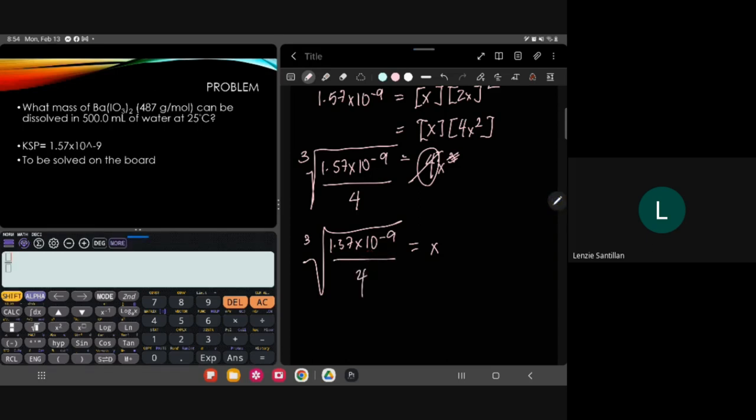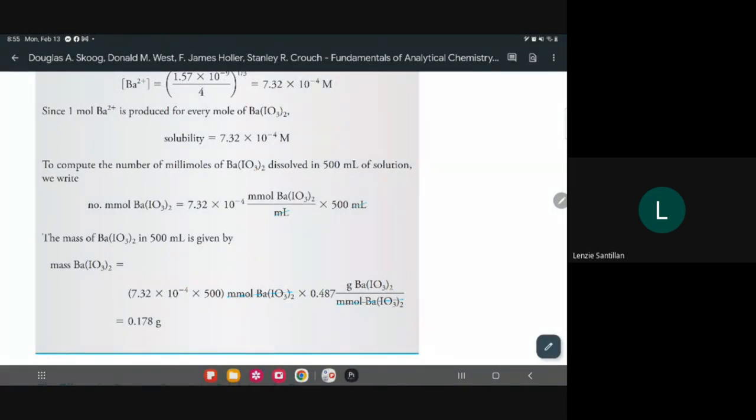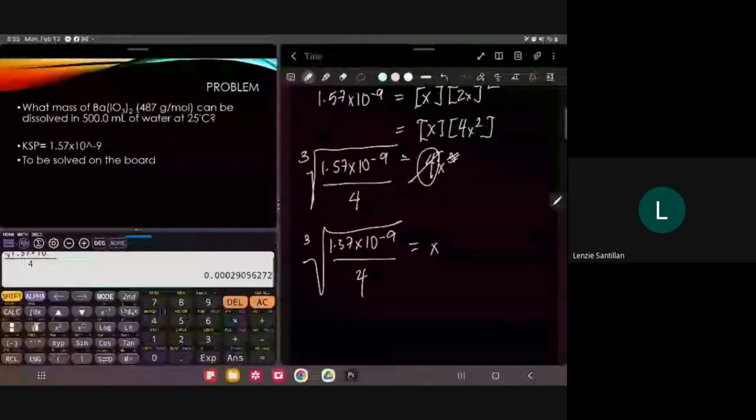So, if we are going to compute for this, ano, cube root. Asan yung cube root natin? Cube root. Okay, tapos sa taas would be your cube root, shift. Ayan, so 1.57 times 10 raised to negative 9 divided by 4. Tama ba ako? Dapat nasa loob yung 4, ano? Tama ba ako ng compute? Okay, so dapat nasa loob ng cube root yung 4. Hindi ko napasok sa loob.